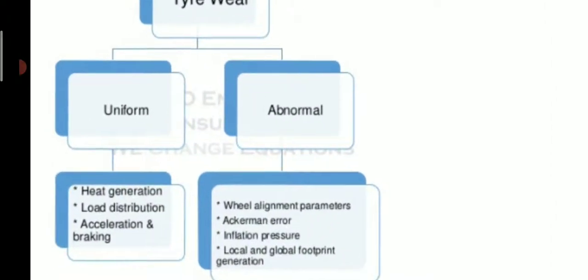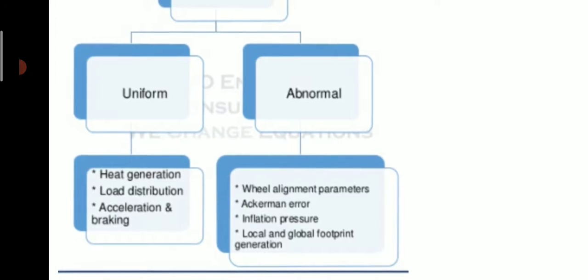So tire wear is of two types: uniform tire wear and abnormal tire wear. Uniform tire wear depends on heat generation, load distribution, and acceleration and braking. Abnormal wear includes wheel alignment parameters, Ackermann error, inflation pressure, and local and global footprint generation.